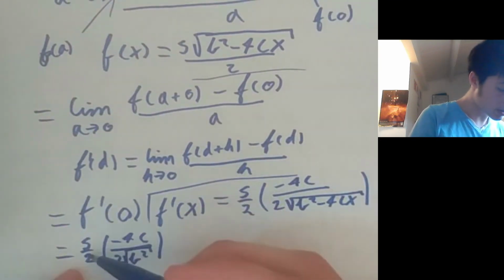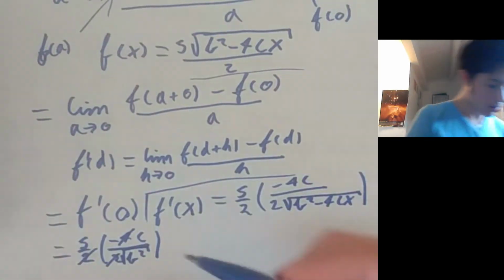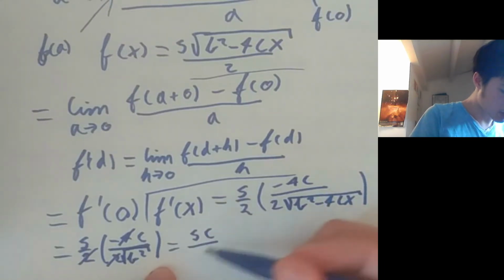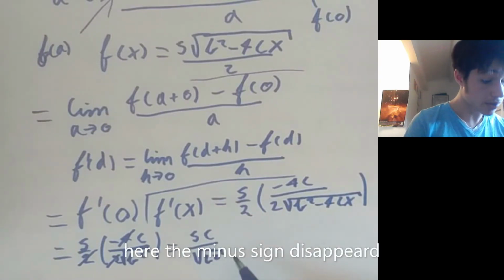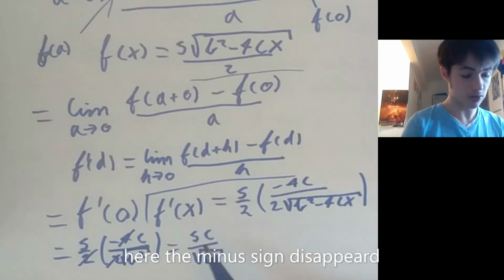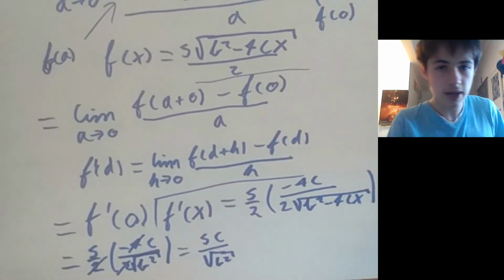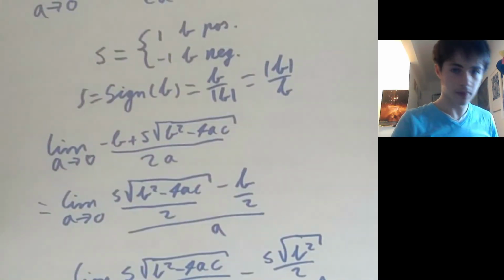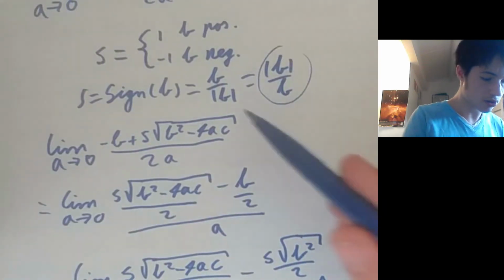And then we see that this 2, this 4 and this 2 all cancel each other out. So we're left with s times c over the square root of b squared. And the square root of b squared is the absolute value of b, and s was equal to the sine of b. So we're going to write it as, there were 2 ways to write it. Let's remember them, those 2 ways. And now we're going to use this version. So previously we used this version, now we're going to use this version.